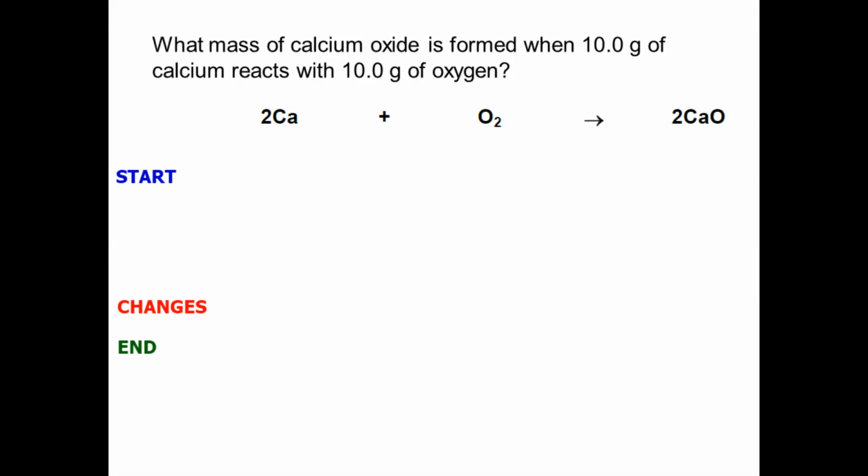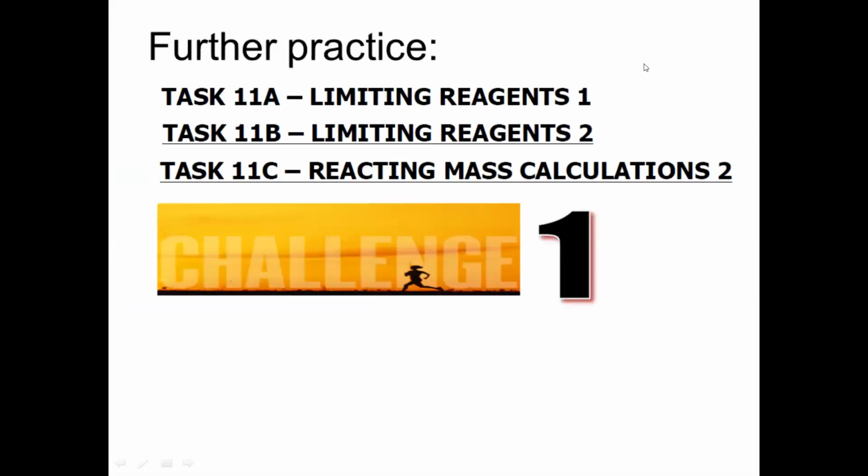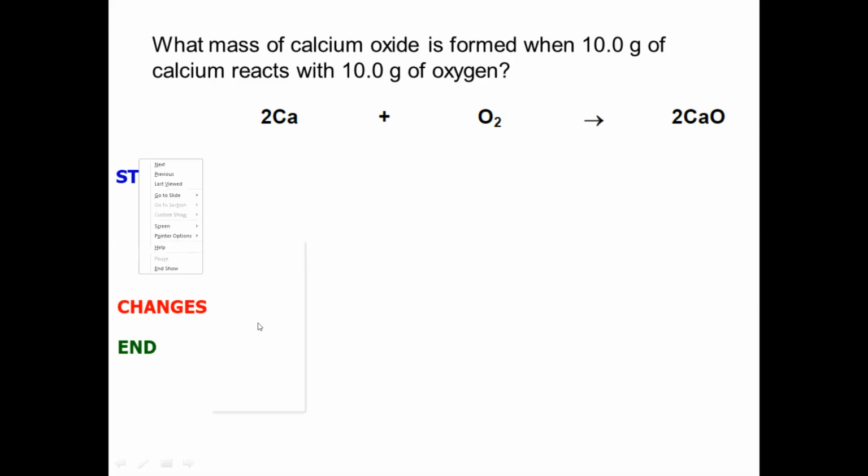Right, so how do we apply that? This example takes the same idea, but it doesn't ask you that specifically. You can see: what mass of calcium oxide is formed when 10 grams of calcium reacts with 10 grams of oxygen? When you're given 2 masses, first of all, you need to turn them into moles, but also it doesn't tell you which one reacts fully and which one is in excess. You can't just assume they both react fully. You need to work out which one is in excess, and the one that is the limiting reagent you're going to use for further calculations. So let's have a look.